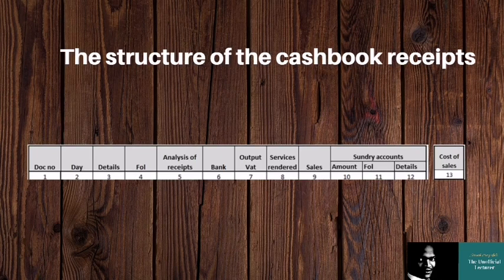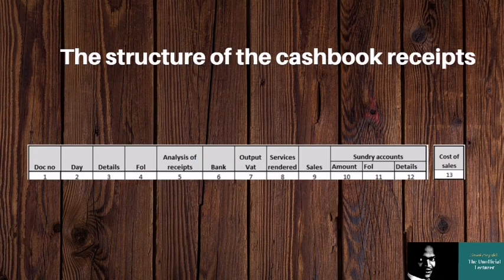Now number 10, the amount entered into the account for the credit is entered into this column. Sundry amounts or accounts in the cash receipt journal are only used when there is no specific column for the account to be credited. Now, if we have a transaction and we cannot allocate it to any of these columns, we are going to use sundry accounts for that transaction.